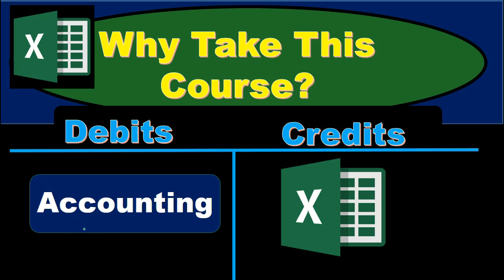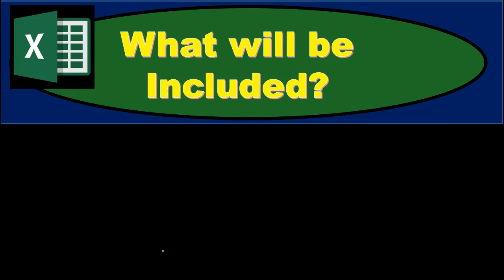Why take this course? We're going to learn accounting and Excel. We'll learn the basics of accounting and Excel at the same time. This is the most efficient way to learn both accounting and Excel. If we have some understanding of accounting or Excel, we can use those tools in order to help us advance that knowledge and to learn the other component of accounting or Excel. Both skills being critical to just about any business setting these days.